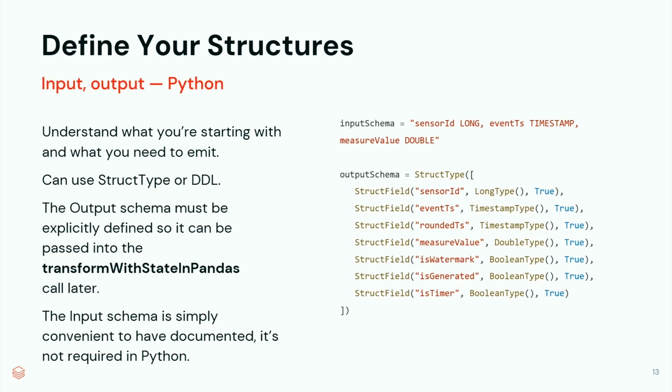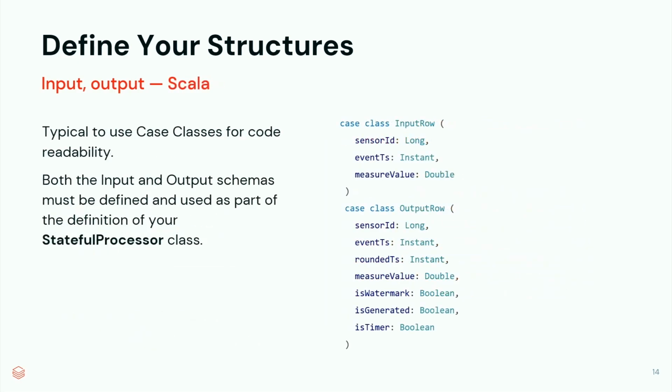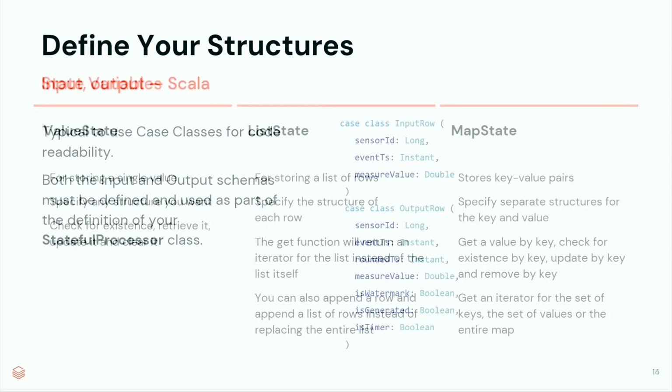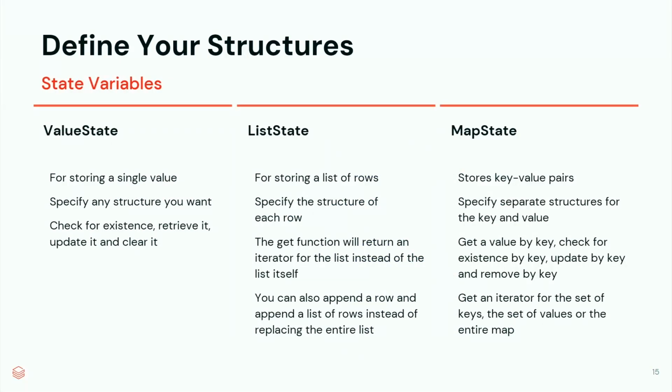So let's talk about the fun part. Let's talk about defining your state structures. Previously with the old API, you just had one big state structure. No matter what you needed to put in there, you had to stuff it into one. Now, you can actually define very flexible, broken out state in the form of state variables. You can have as many state variables as you want, and not only that, you have 3 different types to choose from.